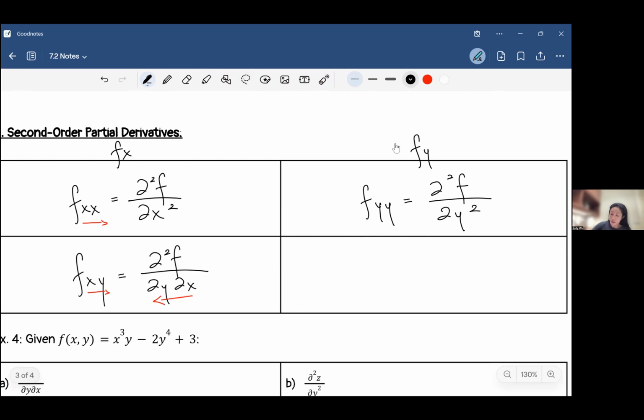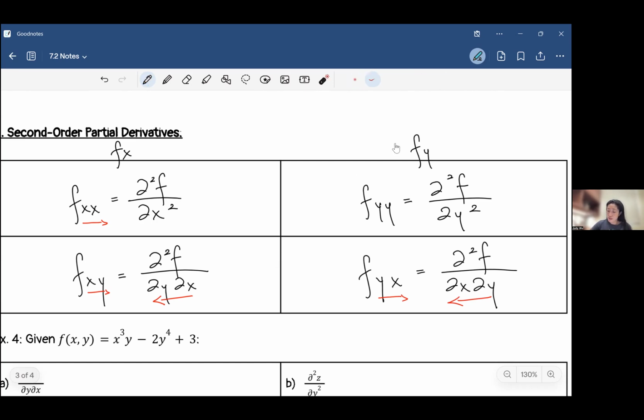But just like we could switch partway through, we could have fyx: we find our partial with respect to y, and then we find our partial with respect to x. So again, we read from left to right with this notation. But the way it would look with the Leibniz notation is partial squared f over partial x partial y. So again, with the partial notation, we do have to read it backwards.